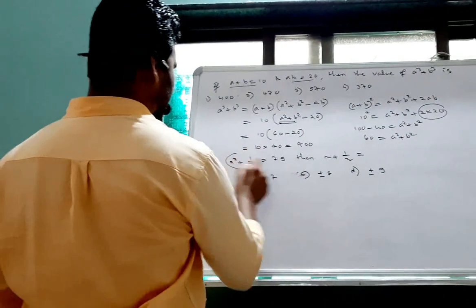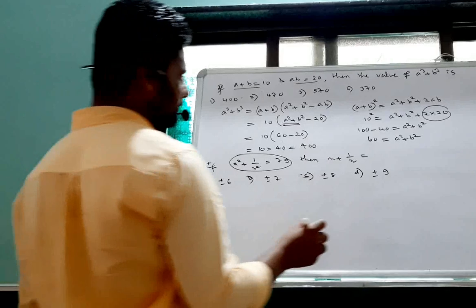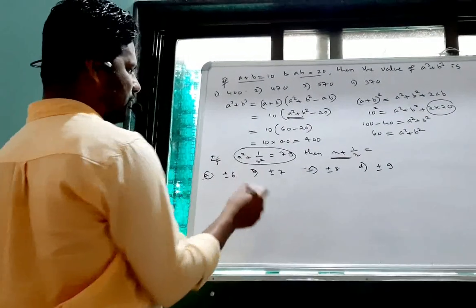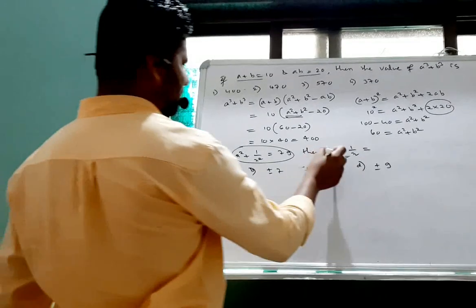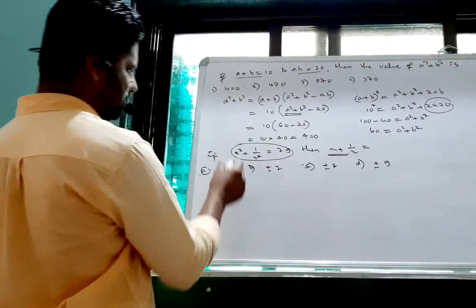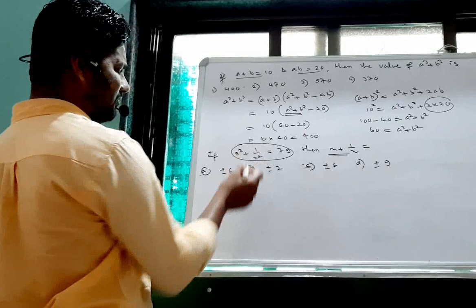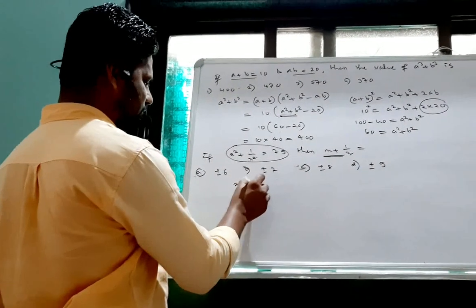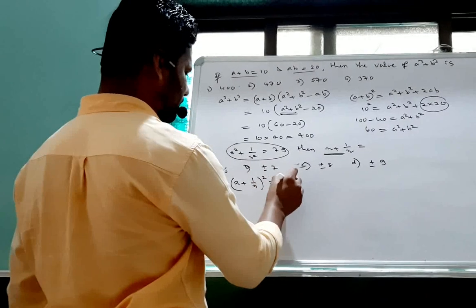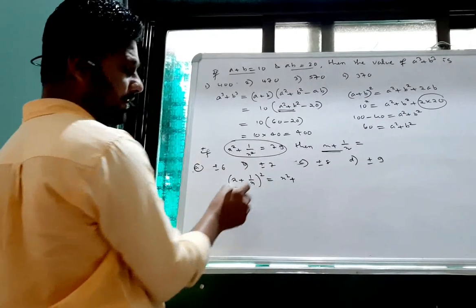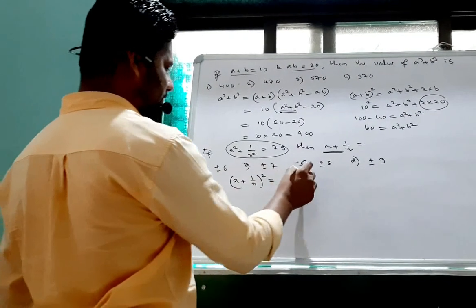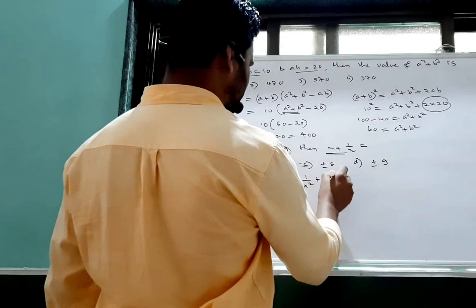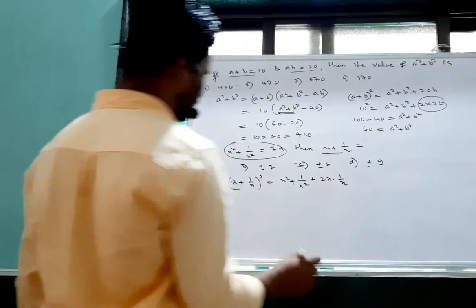Here x² + 1/x² is 79. We want x + 1/x. Use the formula of (x + 1/x)², because x² + 1/x² will come. Now (x + 1/x)² is equal to x² plus, like (a + b)², a² + b² means 1/x², plus 2ab, 2 into x into 1/x.